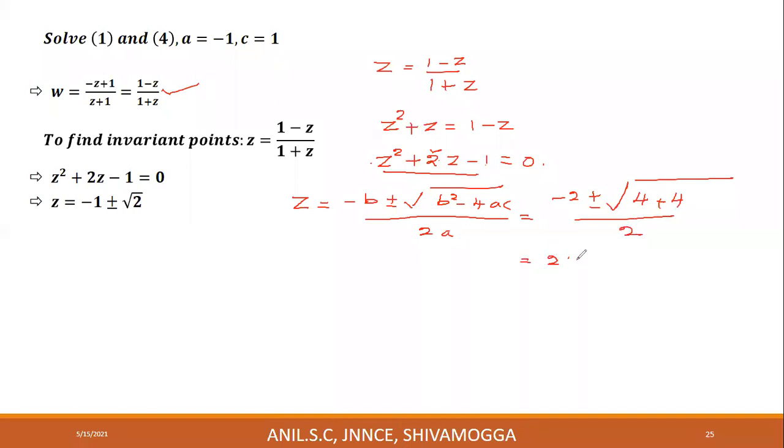Therefore, this is equal to (minus 2 plus or minus square root of 8) divided by 2. Square root of 8 can be written as 2 root 2. Divide both numerator and denominator by 2, you get minus 1 plus or minus square root of 2. These 2 points are called invariant points or fixed points of the transformation. z is equal to minus 1 plus or minus square root of 2.